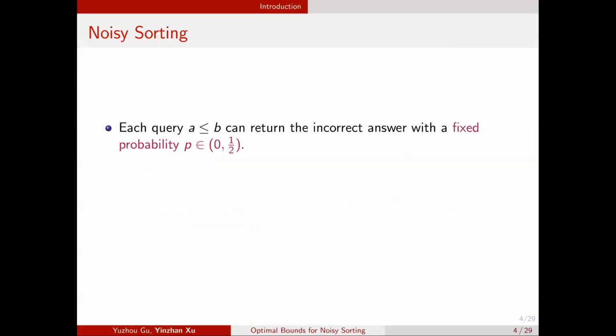We consider a natural variant of comparison-based sorting, which is noisy sorting. In this problem, the returned result of each comparison can be flipped with some fixed probability p, and we consider p to be a constant. The goal is to sort correctly with little o(1) error probability.